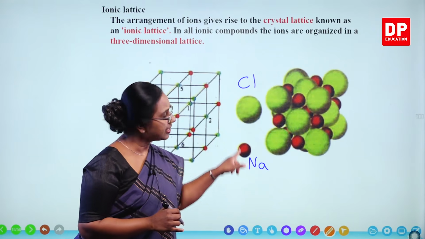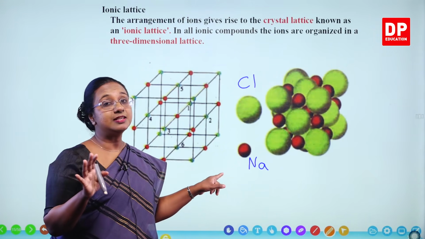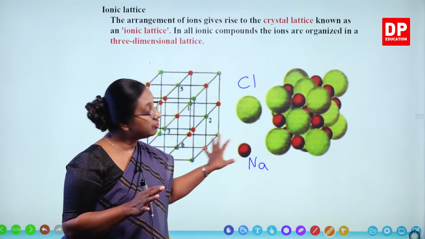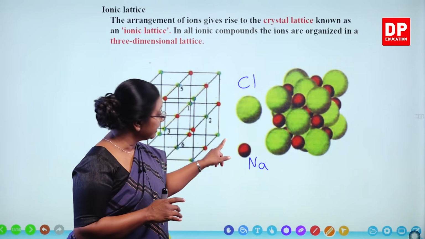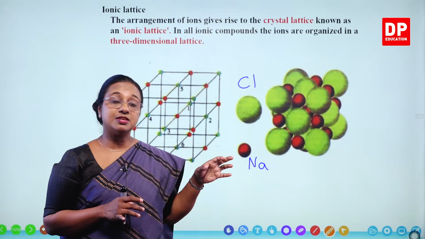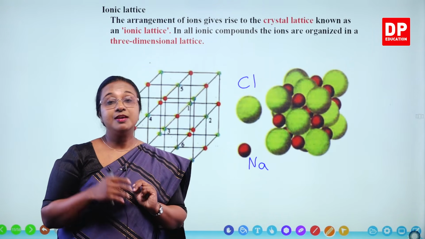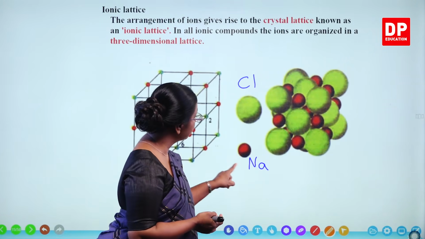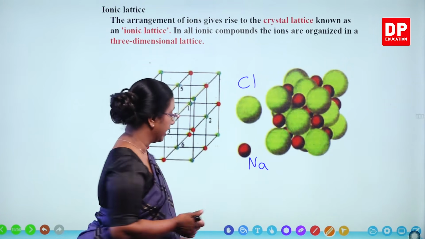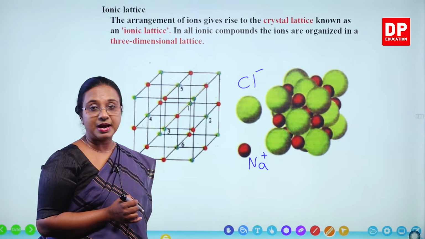From the size itself you can identify. Normally, students, there are standard colors used to represent atoms. So here, the standard color as well as the size. You all know sodium ion has only 2 energy levels, whereas chloride ion has 3 energy levels. So sodium is smaller than chloride ion. So this is Na+ and this is Cl-.